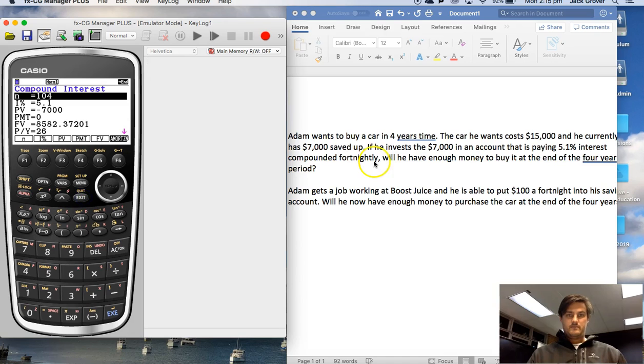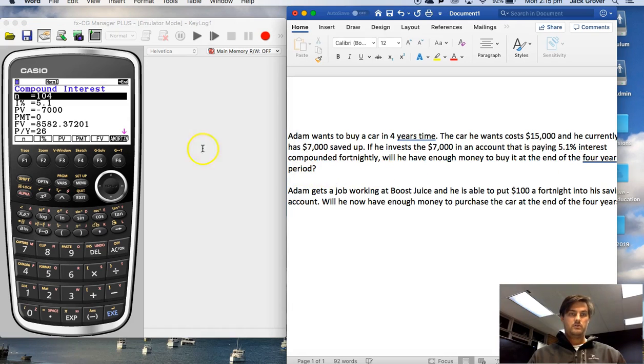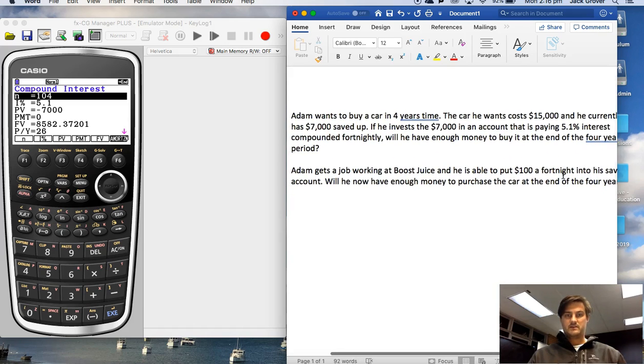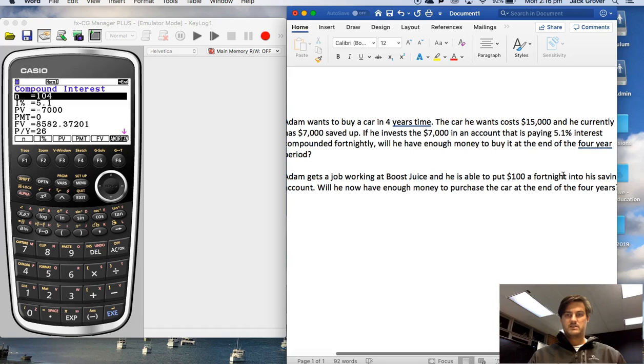Okay, so the answer to this first question, will he have enough money to buy it at the end of the 4-year period, is going to be no, because he's only got $8,582. The second part of the question says Adam gets a job working at Boost Juice and he's able to put $100 a fortnight into his savings account. Will he now have enough money to purchase the car at the end of the 4 years?